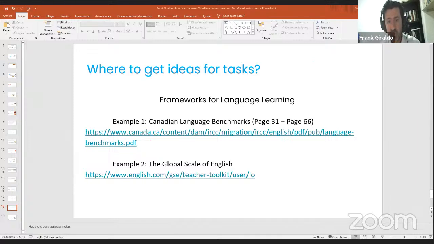The other one is a wonderful resource that is online. It's called the Global Scale of English. This is probably one of the best I've seen out there. What they did with the Global Scale of English was to take the descriptors from the Common European Framework and make them much more specific.